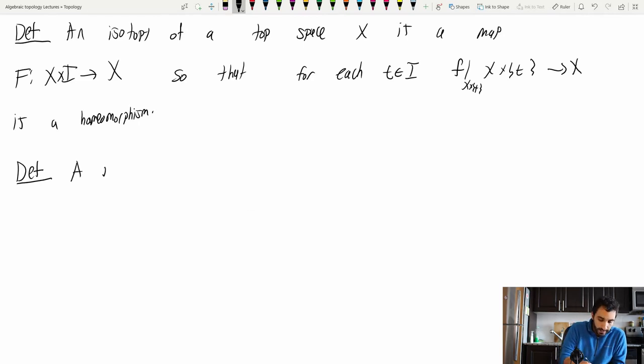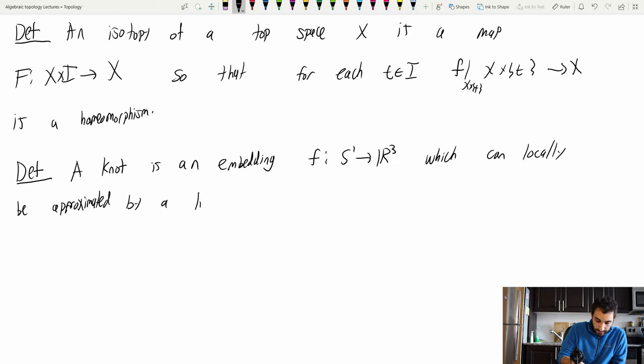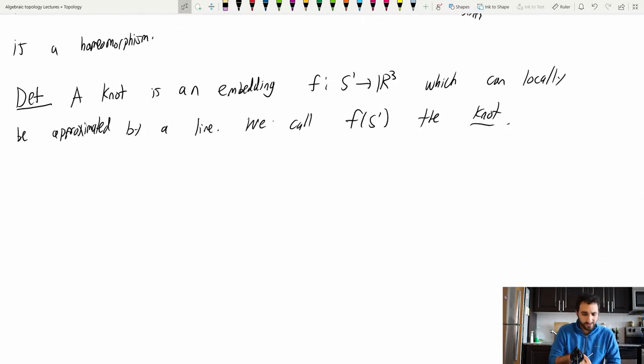And now we can get into our formal definitions of knots and their equivalence. So here's the definition. A knot is an embedding F from S1 to R3, which can locally be approximated. In other words, it's locally isotopic to a line. We call F of S1 the knot. So the important thing here is the fact that it's an embedding from S1 to R3. This other condition is not really important, but it rules out some ugly cases.